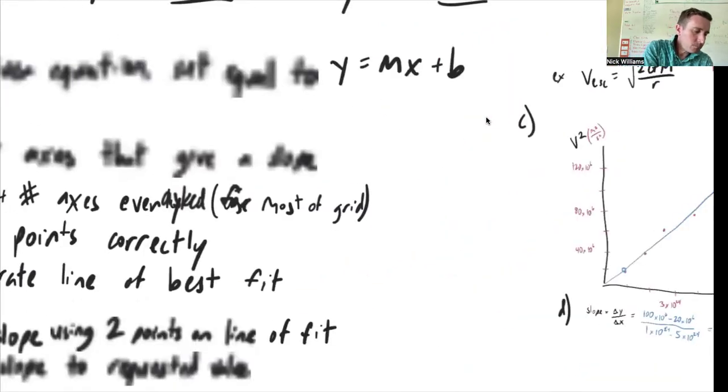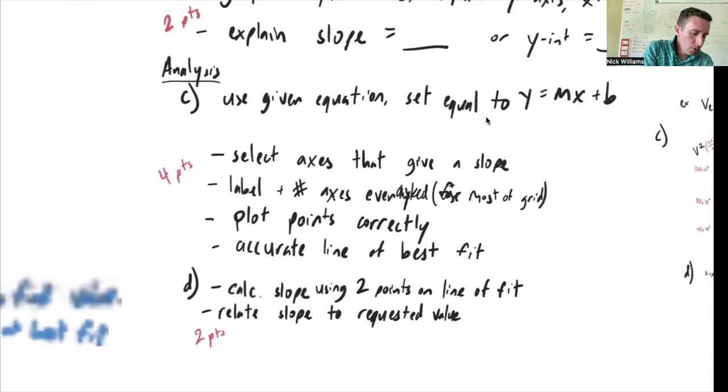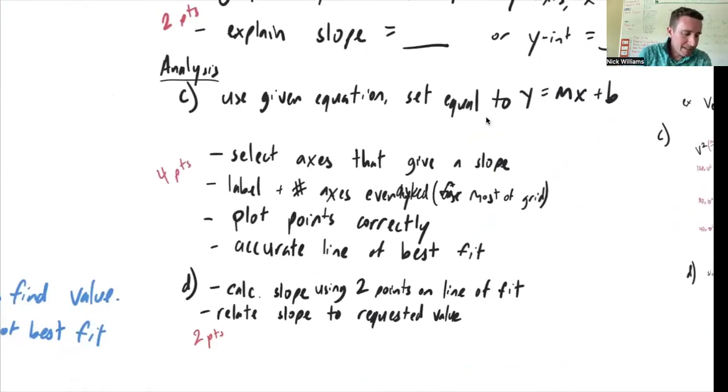Then 1 point will be to select axes that give a slope that is asked for. In this case, the asked for thing was the radius of the planet. The second point will be to label and number the axes evenly and use most of the grid. Sorry, I have some words that got scrambled there. The third point is plotting the points correctly. And then the fourth point is an accurate line of best fit.